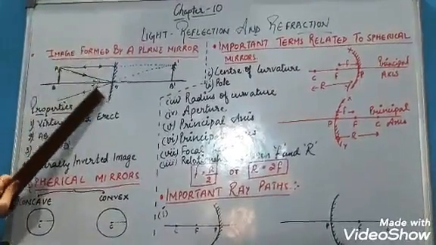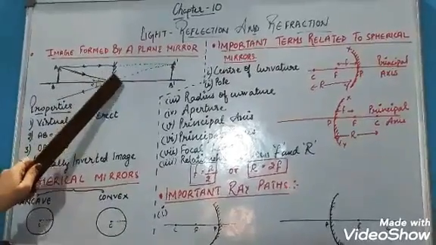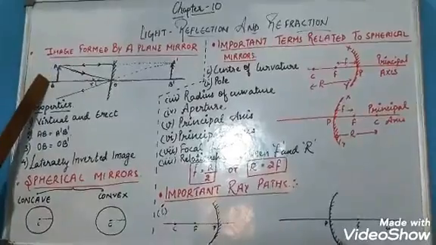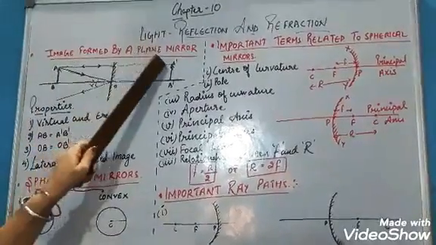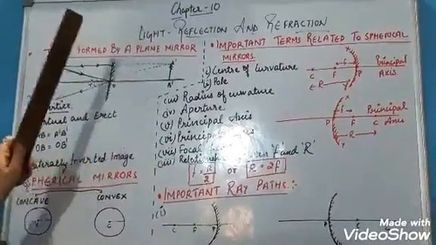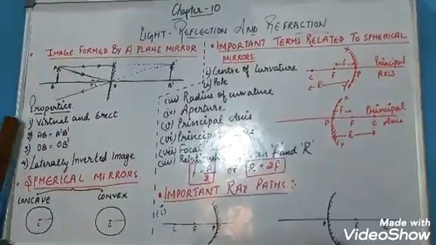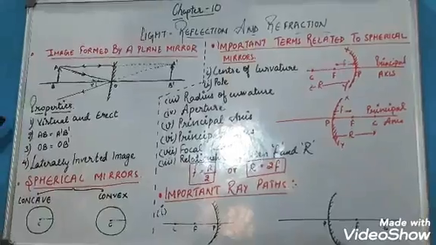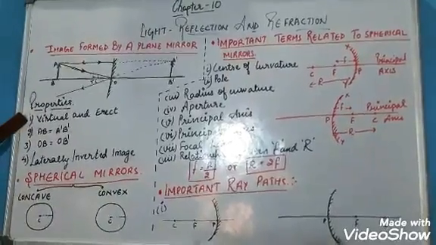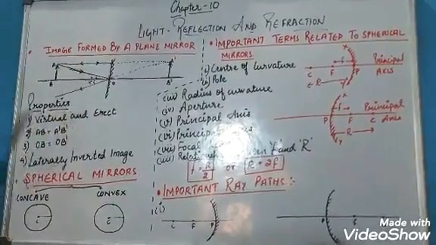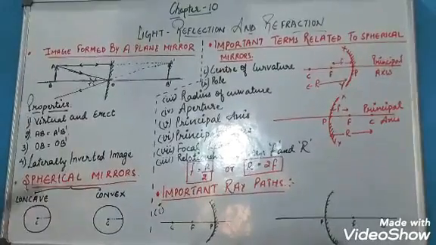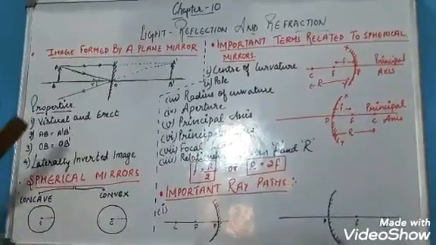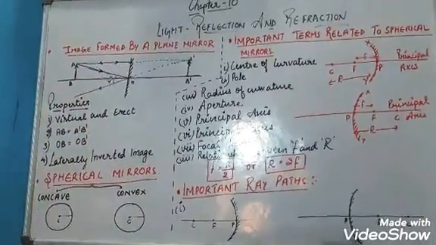Suppose this is the plane mirror, this side is the reflecting one and this is the polished one. The object is kept here, AB is the object and the image formed is A dash B dash. Then what will be the properties of the image formed by a plane mirror? You all know very well that the image formed by a plane mirror is virtual and erect. Virtual means that it cannot be obtained on a screen. That means it is on the back side of the mirror.